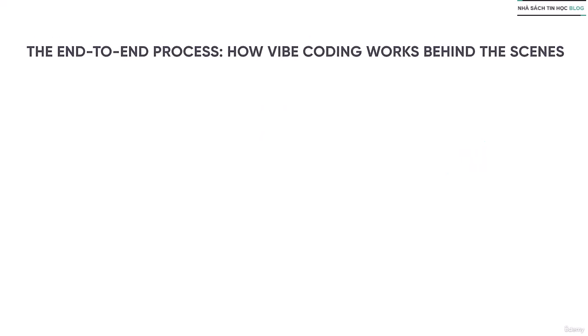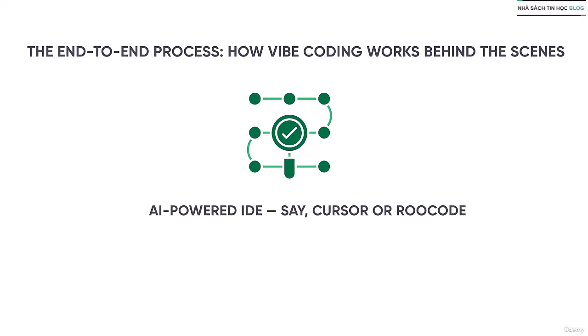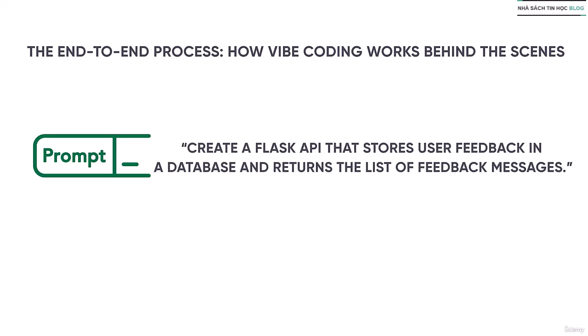Now, let's talk about the end to end process, how vibe coding actually works behind the scenes. Imagine you open your AI powered IDE, let's say Cursor or Roo Code, and type this prompt: create a Flask API that stores user feedback in a database and returns the list of feedback messages. Now, here's what happens step by step behind the scenes.